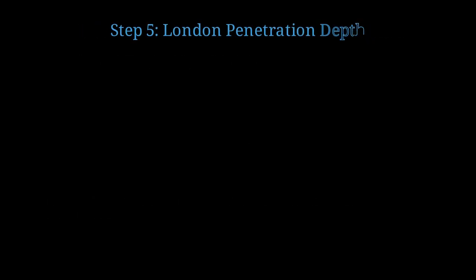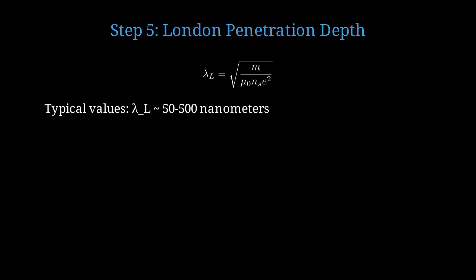The magnetic field doesn't drop discontinuously to zero at the surface. It penetrates a small distance, characterized by the London penetration depth lambda. The London penetration depth lambda_L equals the square root of m over mu0 n_s e squared, where m is the electron mass, n_s is the superconducting carrier density, and e is the electron charge. Typical values of the London penetration depth range from about 50 to 500 nanometers depending on the material. This is the characteristic length scale over which the field decays exponentially into the superconductor.